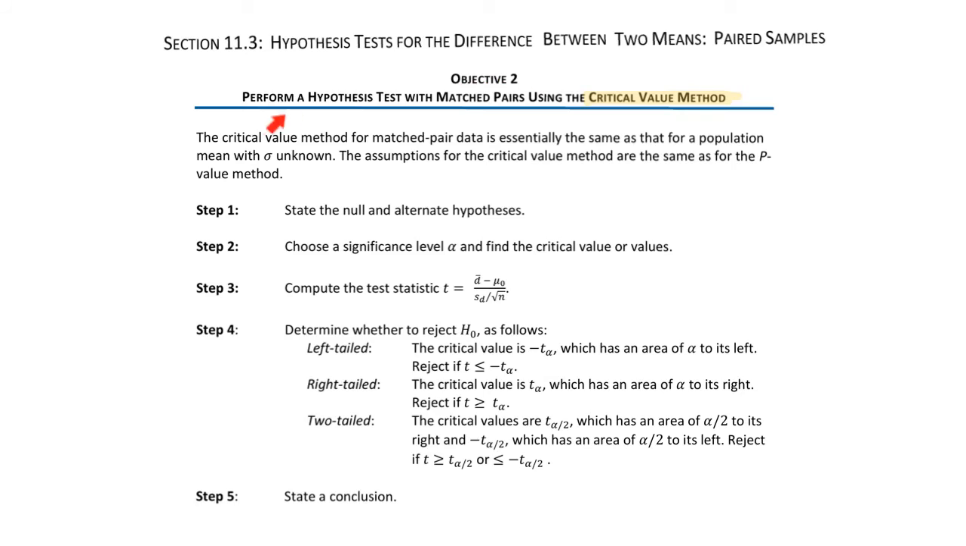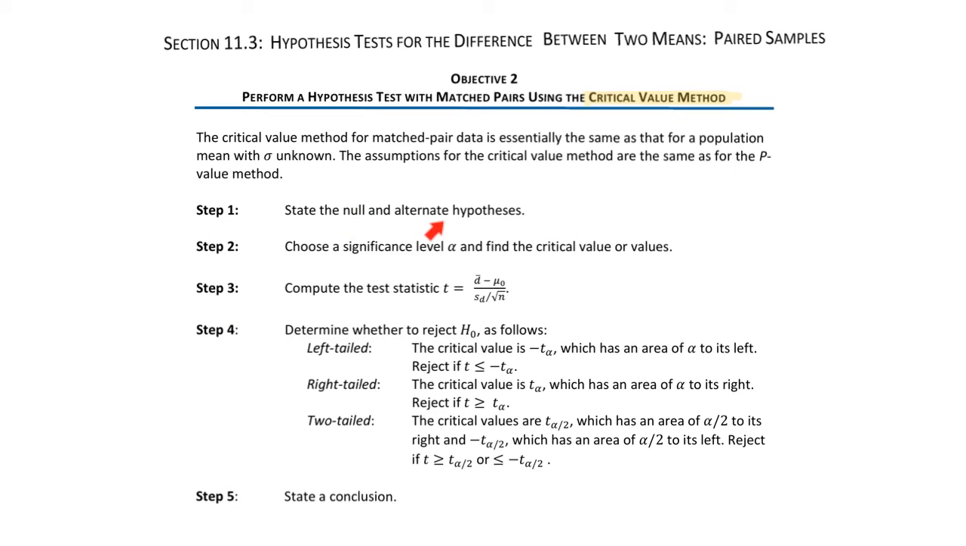Objective 2. Perform a hypothesis test with matched pairs using the critical value method. So first we need to check the assumptions. The assumptions for the critical value method are the same as for the p-value method. The critical value method for matched pair data is essentially the same as that for the population mean with sigma unknown. If the assumptions are met, we can follow these steps.